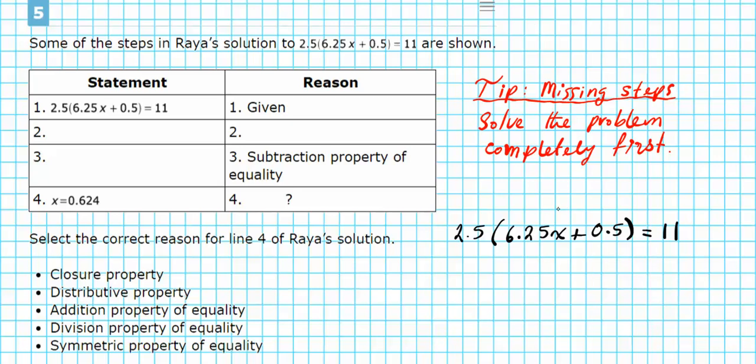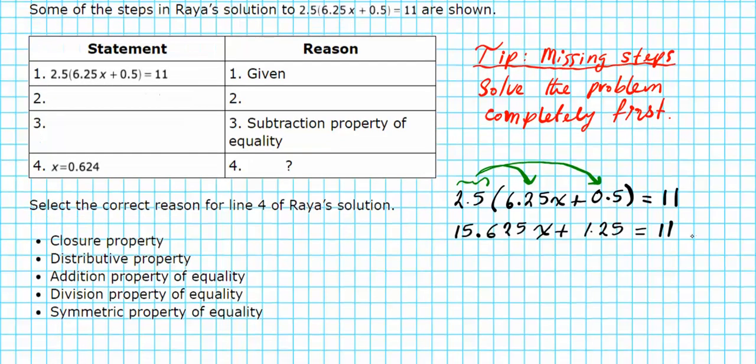So first step in our problem solving process is to get rid of the parentheses, okay? So I'm going to distribute 2.5 into the two terms in the parentheses. I'm just trying to simplify the equation. So when I distribute, 2.5 times 6.25, enter that in your calculator, you end up with 15.625x. And then 2.5 times 0.5 is 1.25, equals 11. Okay, so that's step number 2.